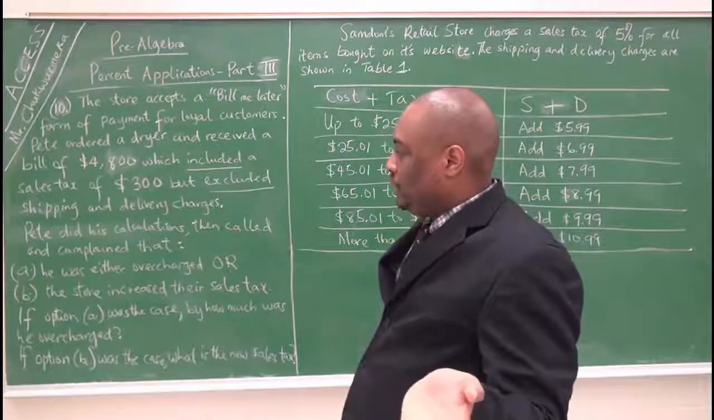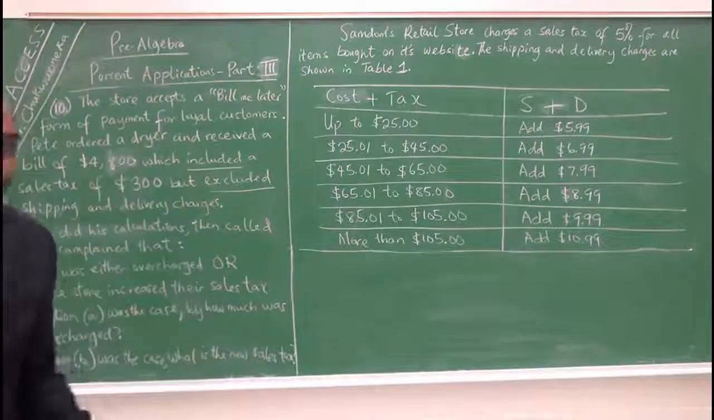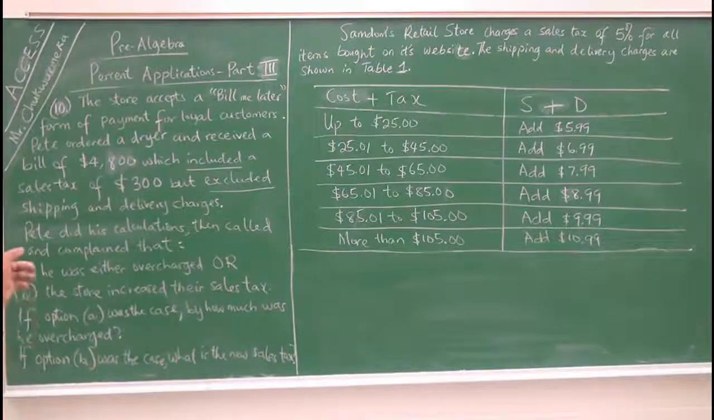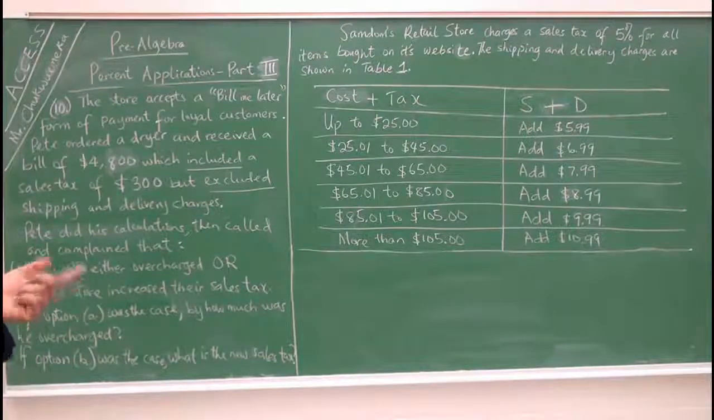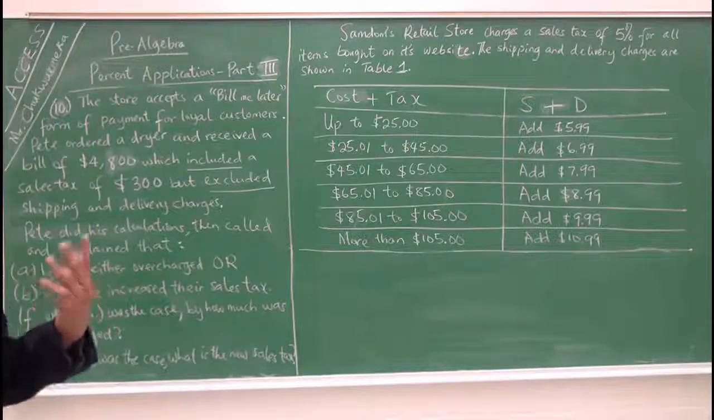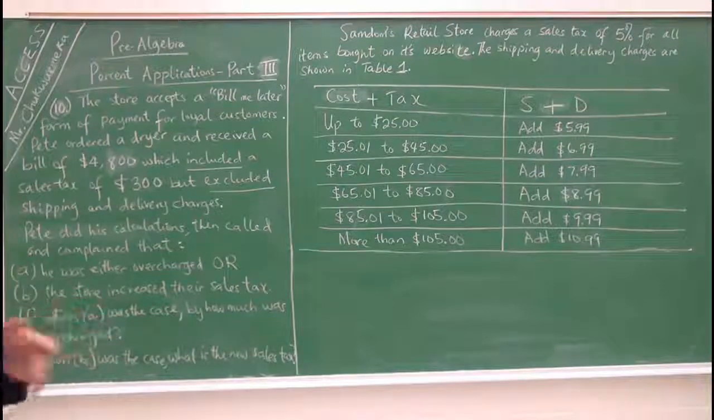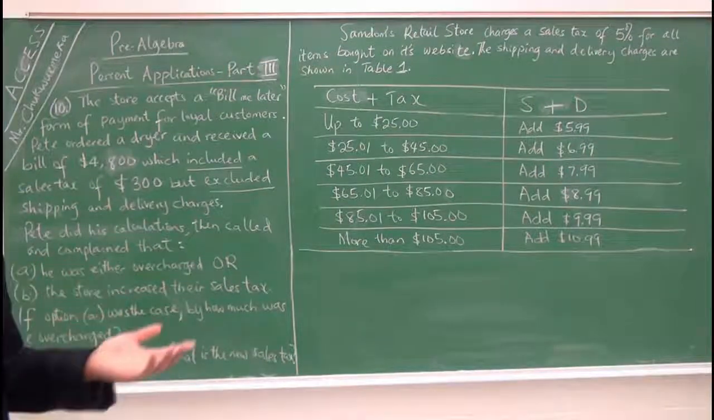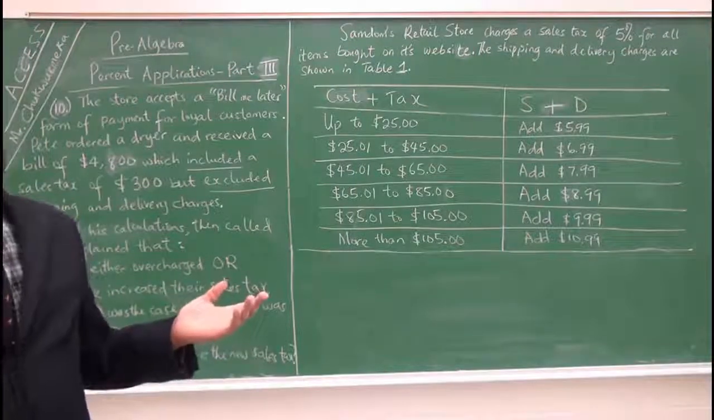Pete did his calculations. Now that is the joy of mathematics. He got the bill, he did the calculations, then he called and complained that either he was overcharged or the store increased their sales tax. And of course, increasing their sales tax means that they increase their sales tax rate.